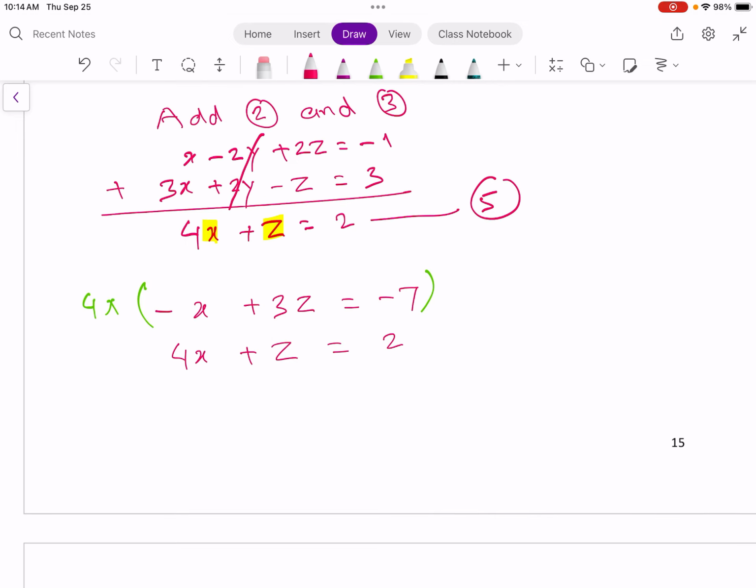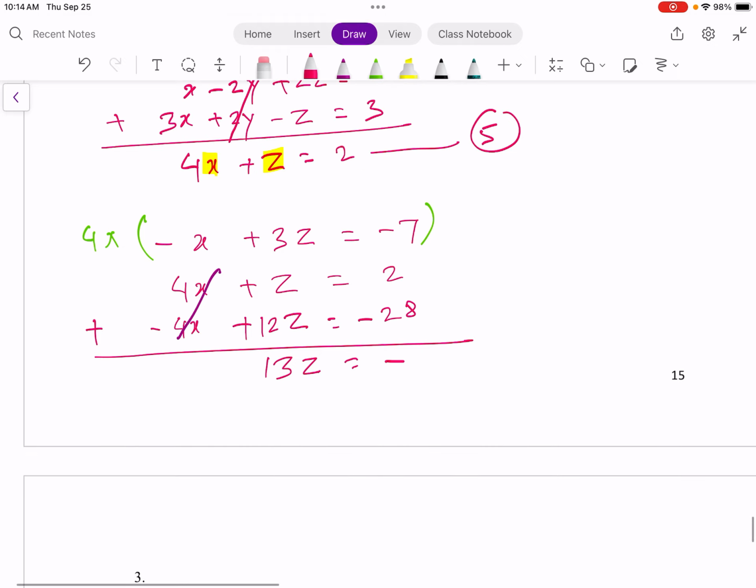After that, we get 4 times negative x, negative 4x, 4 times plus 3g, that's 12g, 4 times negative 7, that is negative 28. Okay, so we are adding with our equation 5, so this is gone. So we have g plus 12g, that is 13g equals negative 26. Now we divide both sides by 13 and our g is equal to negative 2. So we know what g equals.